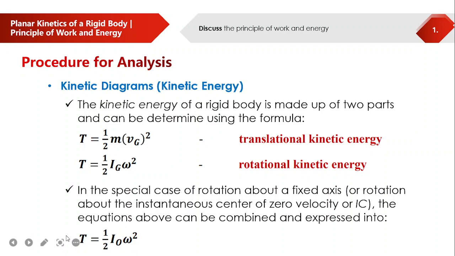So it becomes simplified like this. Right? 1/2 of I sub O angular velocity squared, where I sub O is equal to I sub G plus m r sub G squared. Okay? So, if you can compute I sub G, then you just have to add the mass times r sub G squared. Then multiply it again by your angular velocity squared, then half it, and you can have your total kinetic energy. Okay?